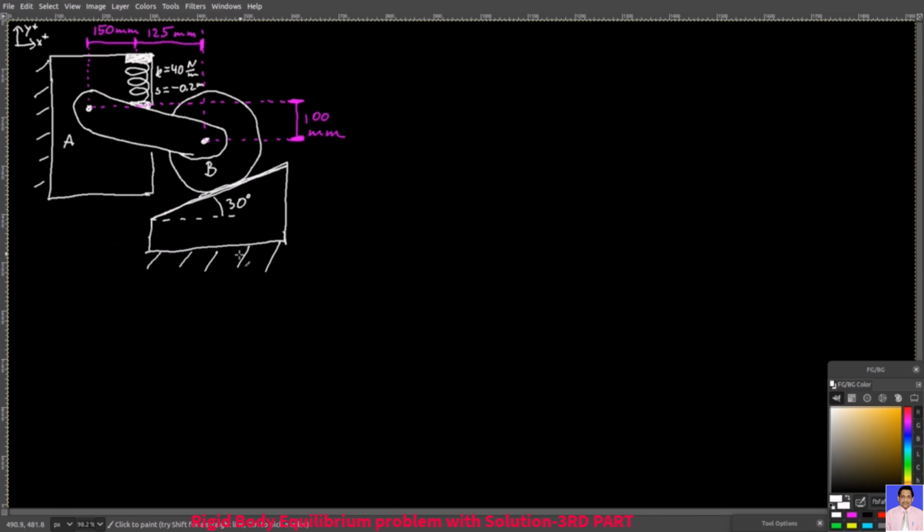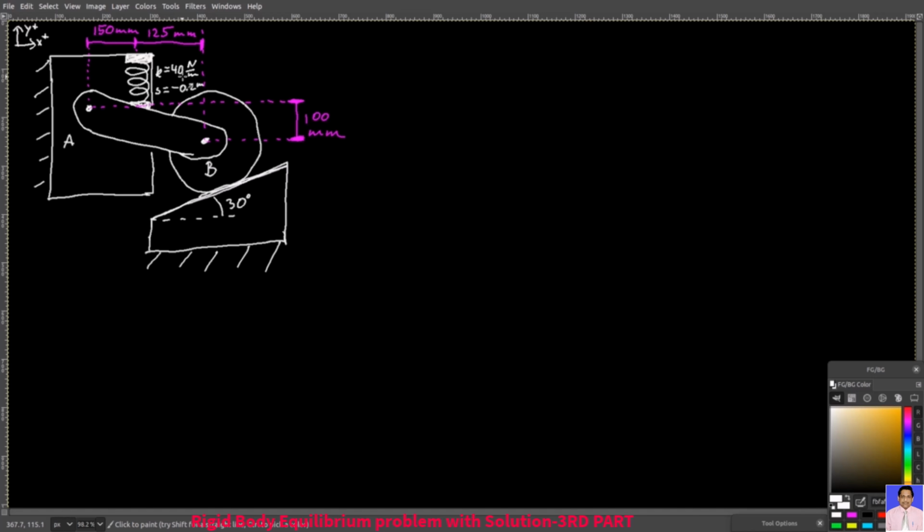I have a platform here that is fixed to the ground, and then you have a 30-degree inclination here, and then on top of that, you have this big wheel. This wheel is connected to this member here, AB, with a pin. The other side of the member is connected to another platform that is fixed to the wall. You also have a spring here.